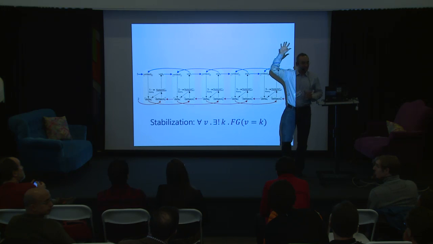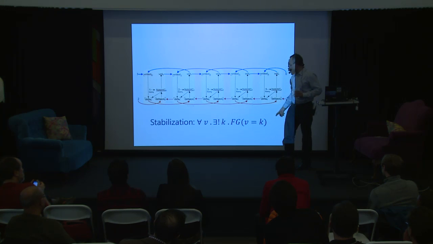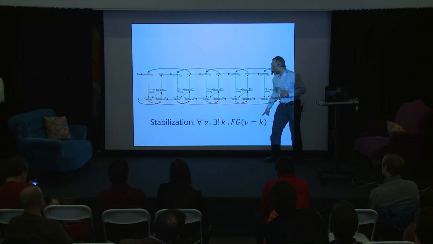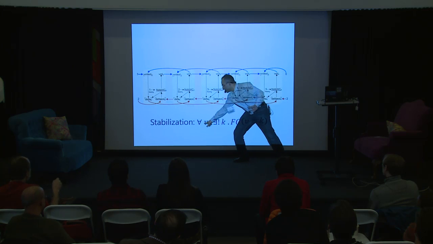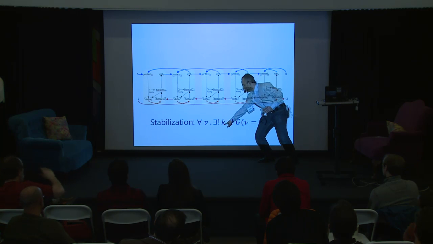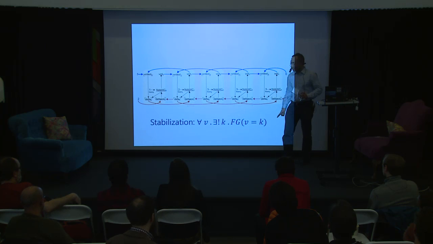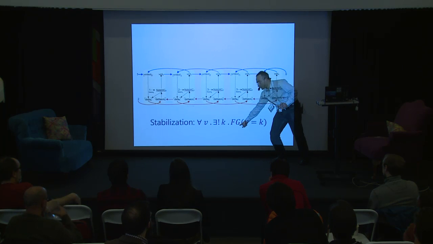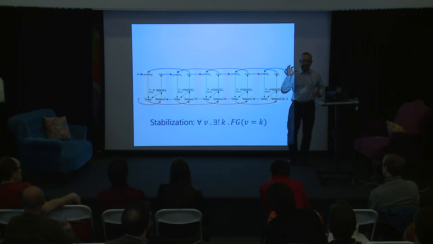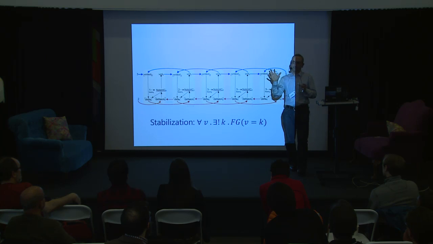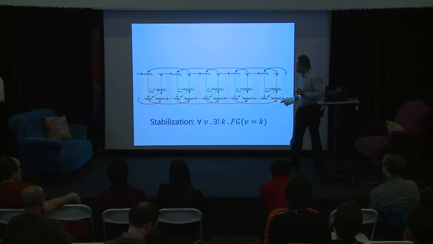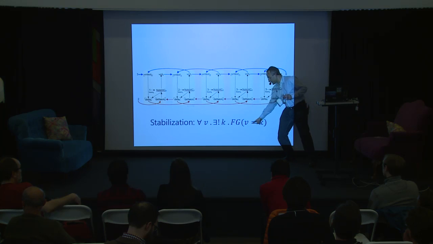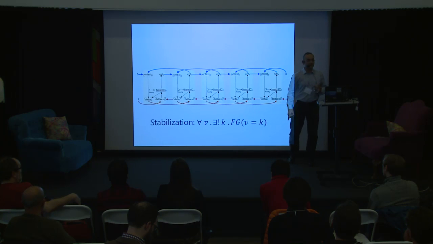LTL is linear temporal logic. I'll just read it out. It says, for all variables, there exists a unique value, and eventually always, FG in LTL. It's a modal logic, a temporal logic. It just says that eventually, always, those variables will have those values.